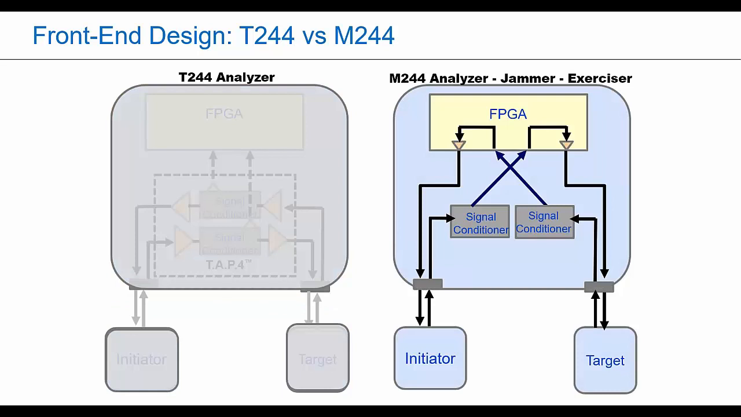With the M244, which supports the jammer, the signal path goes through the FPGA. So by definition, it's a redriver, and it's going to affect link training. With the M244, when you actually first power up the link, each side is actually link training with the tester.